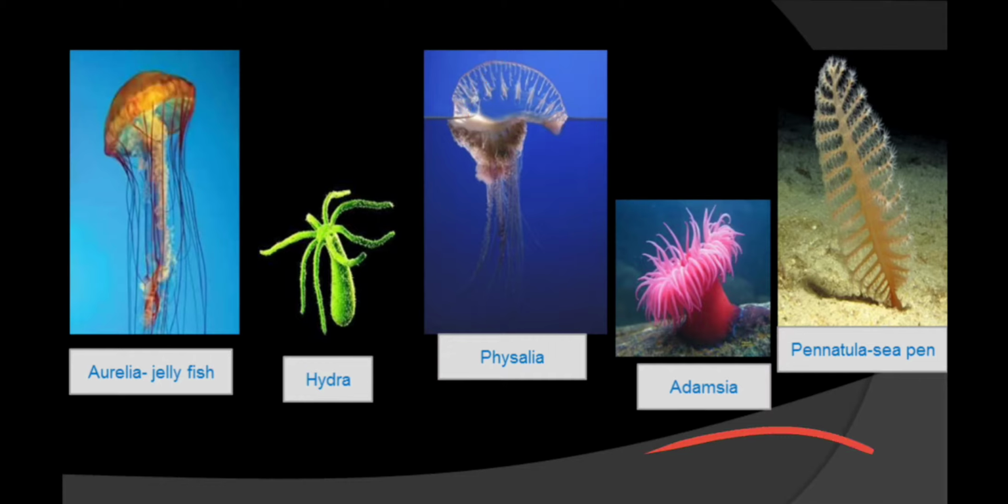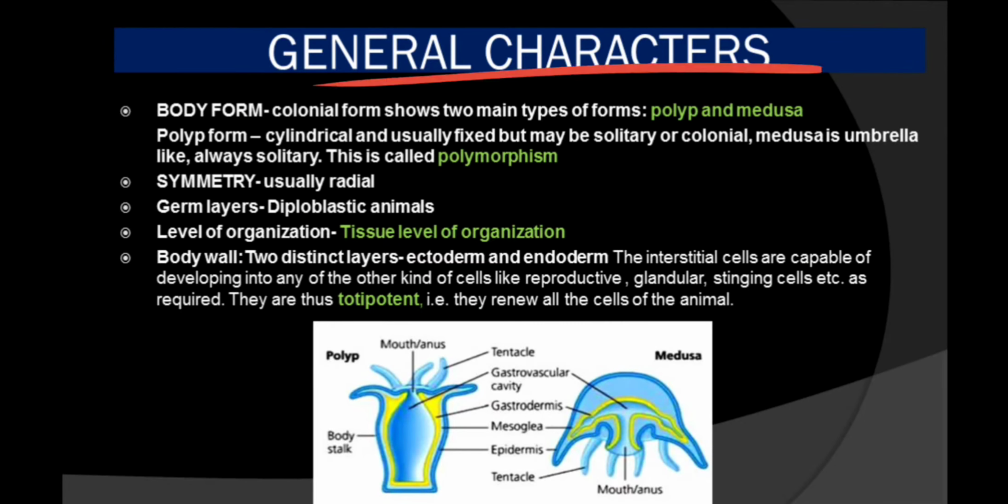This is Adamsia, also known as sea anemone, and this is Pennatula, known as sea pen. So these are some of the members of the phylum Coelenterata. Now let's move on to the general characteristic features of the phylum Coelenterata. Whatever is written in green color, just focus on that. It is important from the examination point of view.